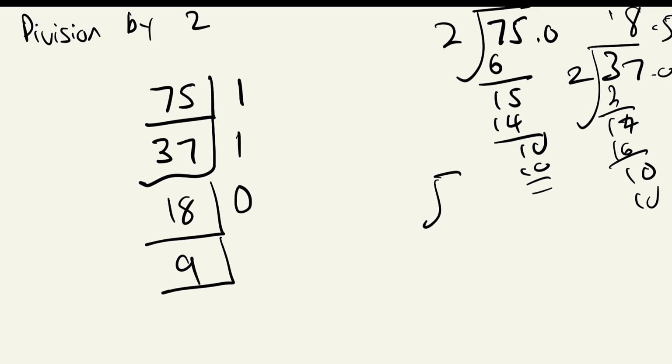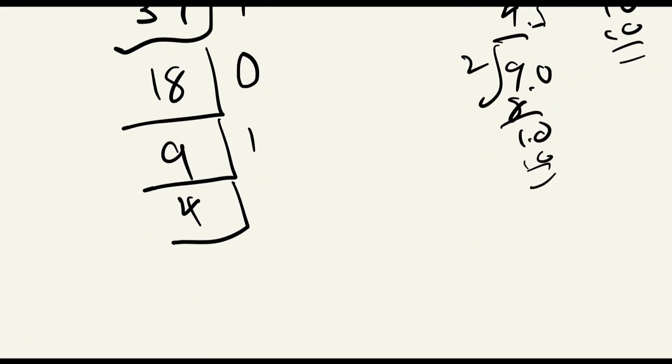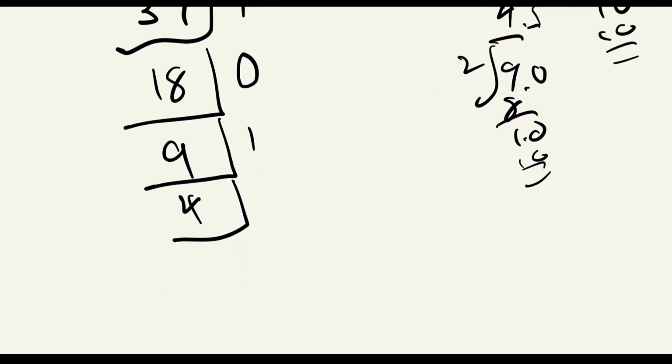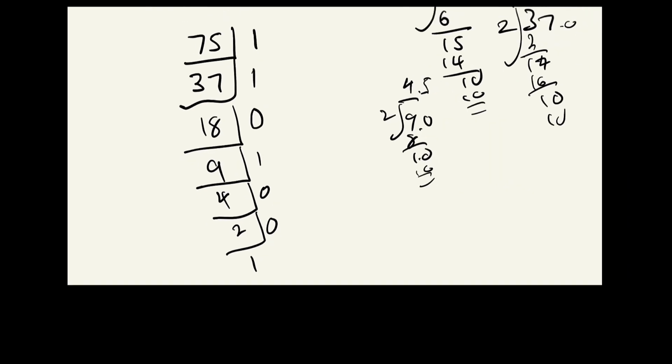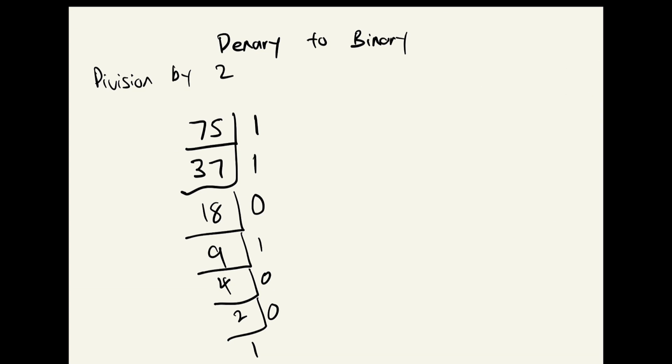Now, if you divide 9 correctly, there is going to be a remainder. This will be 4.5, and instead of writing 4.5, we write the remainder as 1. And then we have 4 right below 9. Then 4 divided by 2 is 2, and 2 divided by 2 is definitely no remainder.